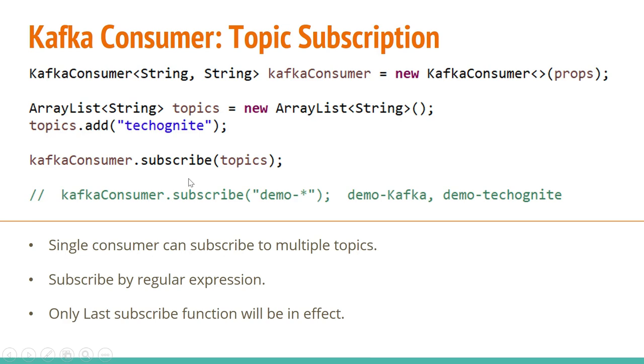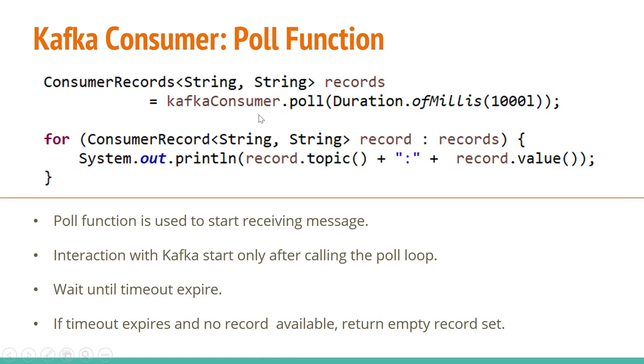Now we have subscribed to this Tacognite topic, but just subscribing to the topic will not start receiving messages on the Kafka consumer. For that, we will have to call the poll function over the Kafka consumer object. This poll function returns the consumer records object, and we can iterate over it using the for loop, get the consumer record object, and call record dot value, which is the actual value which the producer has sent us for consumption.